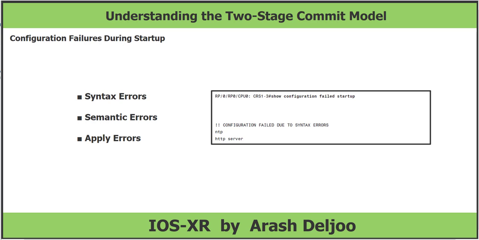You can view configuration failures using the show configuration failed startup command. As you can see in this example, show configuration failed startup, and here you can see configuration failed due to a syntax error, NTP HTTP server. Don't worry about the detail. In future, when you work with real devices, you can better understand these different types of failures that we may experience during startup.